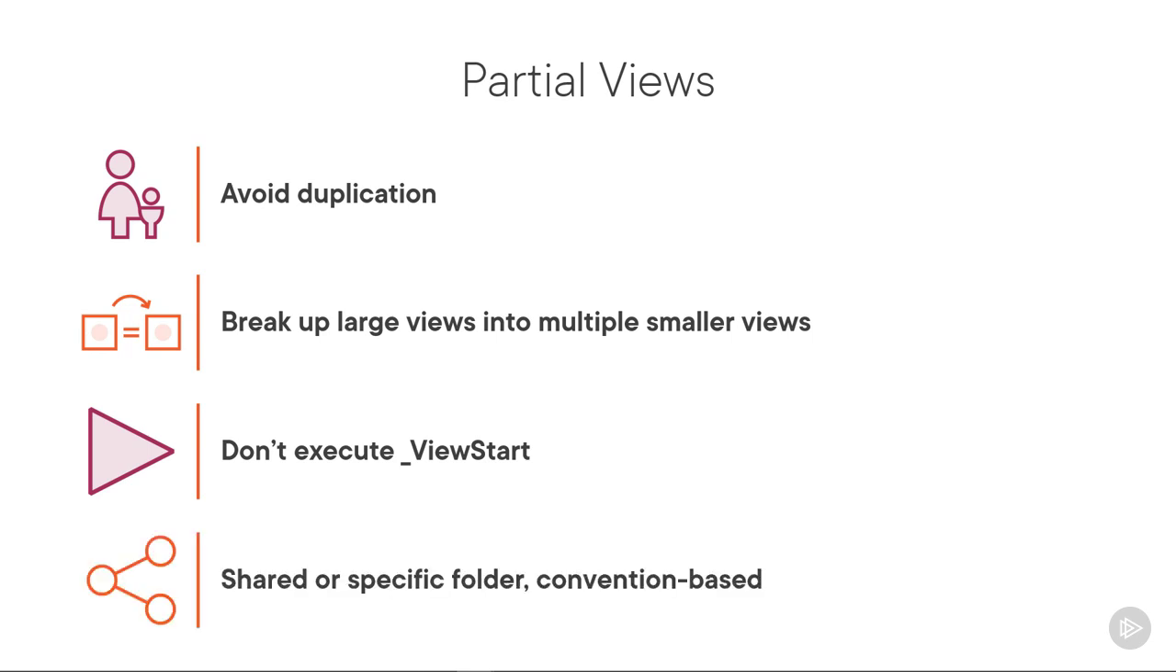And, like many things in ASP.NET Core MVC, partial views do follow some conventions again. They are searched for by ASP.NET Core in the shared folder as well as the folder in which the view which consumes it is located. And as said, often the file name is prefixed with an underscore.